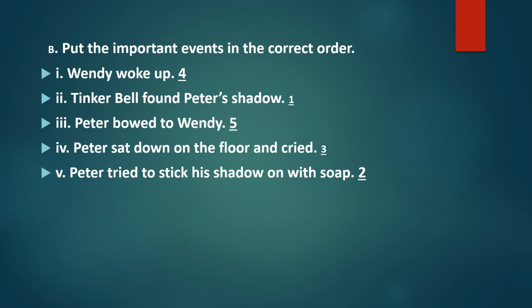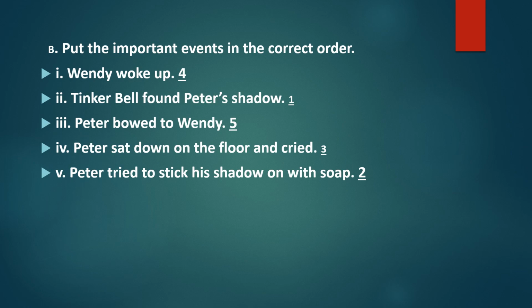Our first exercise is to put the important events in the correct order. Means they are in incorrect order and you have to put them in the correct order. First I am going to read as given in the book. Wendy woke up. Tinker Bell found Peter's shadow. Peter bowed to Wendy. Peter sat down on the floor and cried. Peter tried to stick his shadow on with soap.